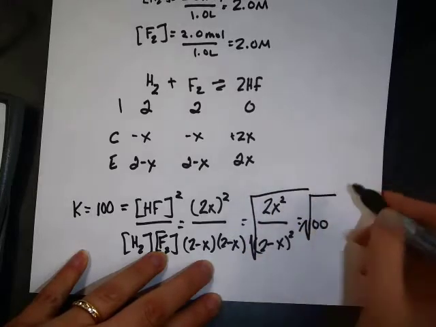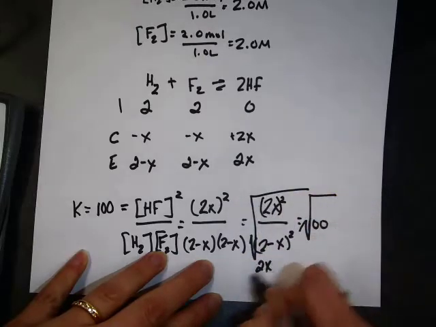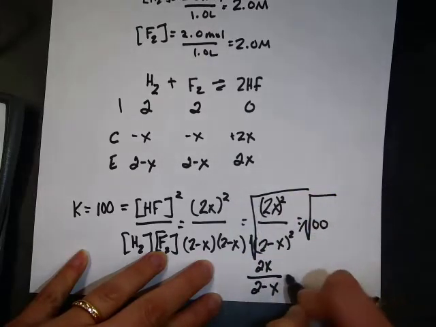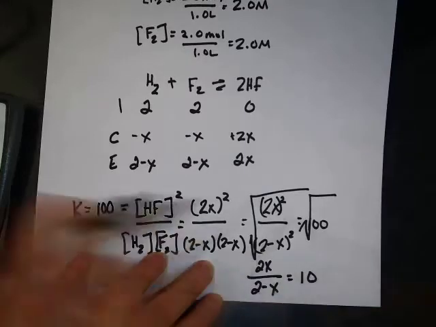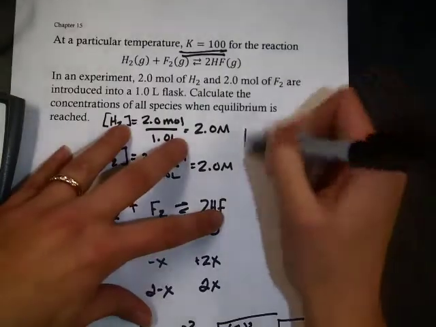And then I can see, hopefully, that I can take the square root of the whole thing. Now that 2x on top should be in parentheses. There we go. So the square root of a square is just what's inside of it. So 2x on top, 2 minus x on the bottom, and the square root of 100 is 10. All right, so let me recopy that where I have some more space.